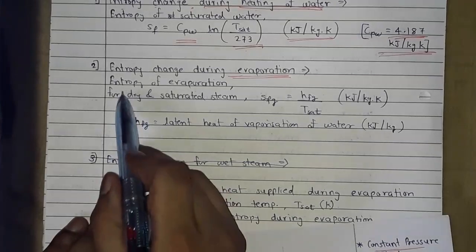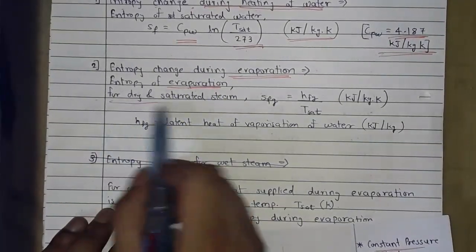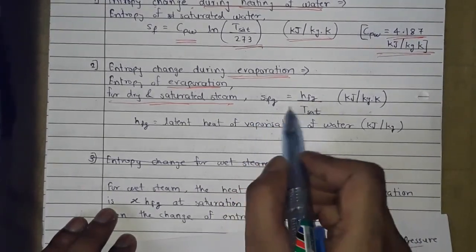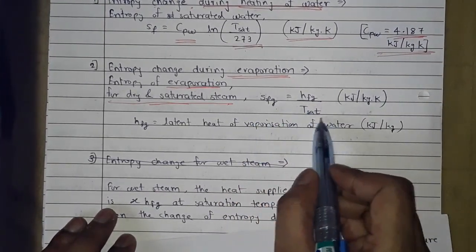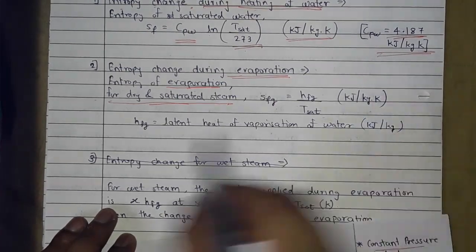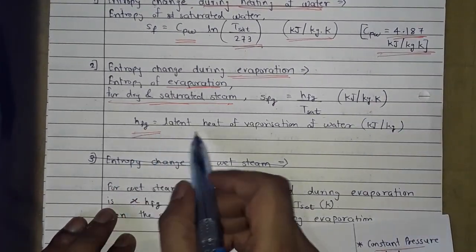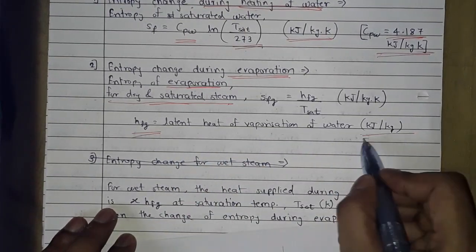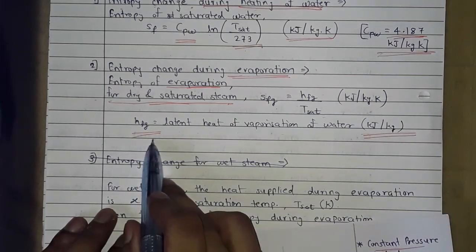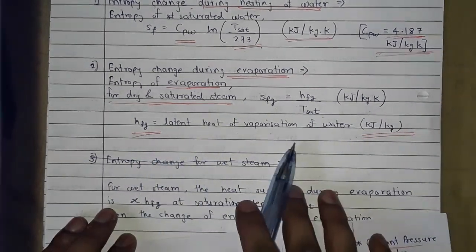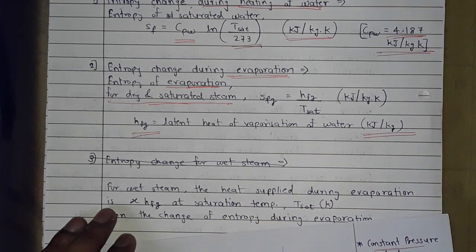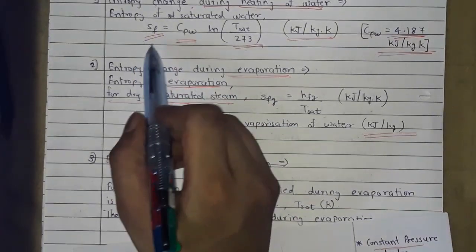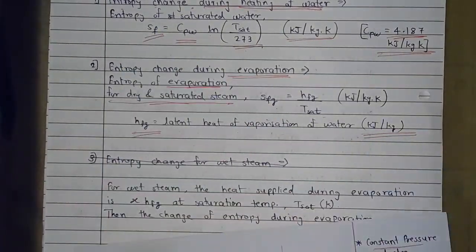Now friends, here entropy of evaporation for dry and saturated steam is given by SFG is equal to HFG upon Tsat kilojoule per kg Kelvin. Here friend, HFG is equal to the latent heat of vaporization of water, and its unit is kilojoule per kg, and its value can be obtained from the steam tables. Also this SF value we can calculate from the steam tables.